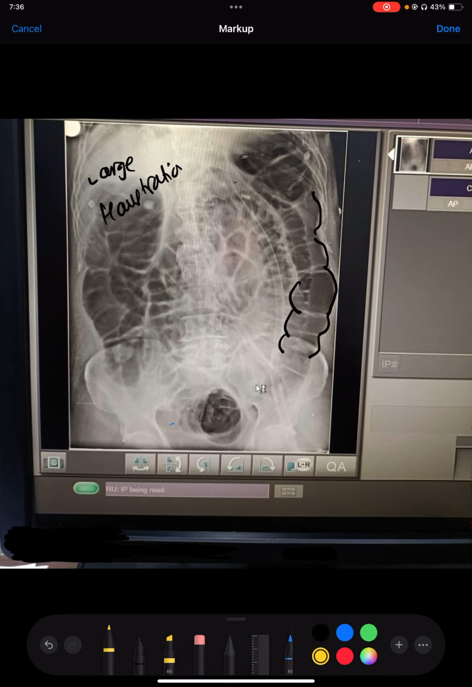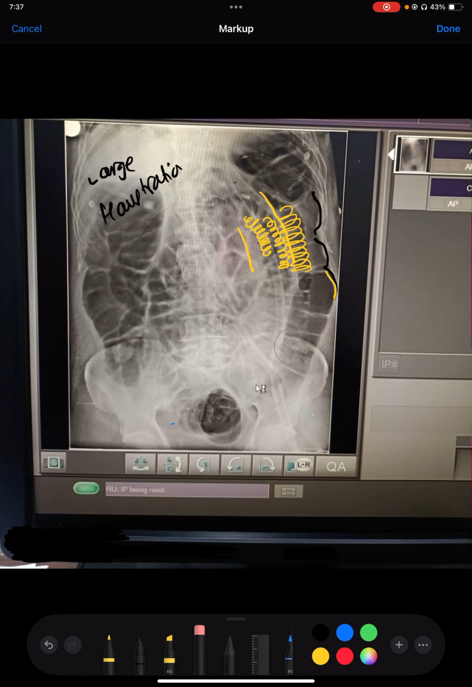If you look very closely, it has a spring coil-like appearance. See here, it is very well visible that it is a spring coil type of appearance, which is the small intestine. Whereas the large intestine has these haustrations. These are large curved markings of the large intestine.